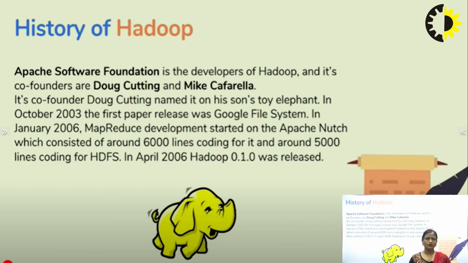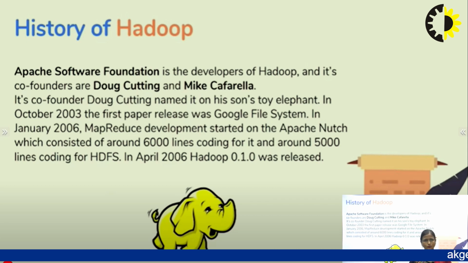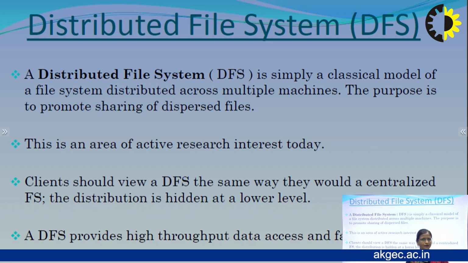So basically, if you are talking about Hadoop, then it came into existence in April 2006. That is, the first version of Hadoop was released in April 2006, the 0.1.0 version. Then DFS. Here we have used the concept of DFS.